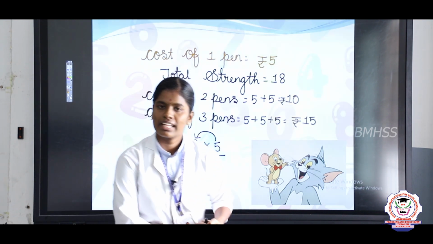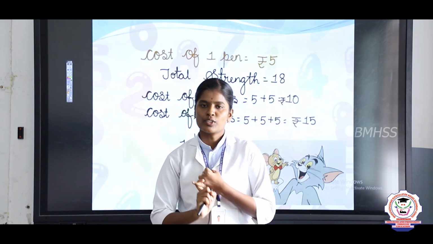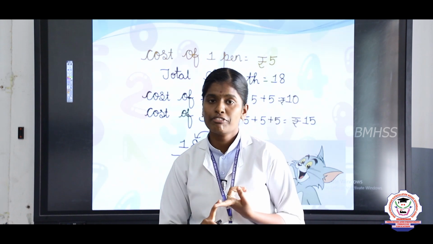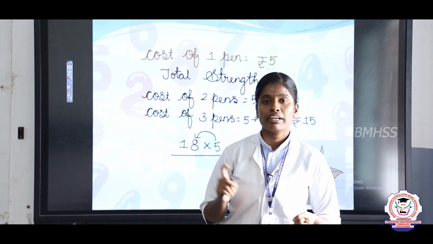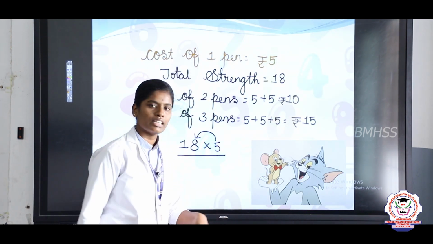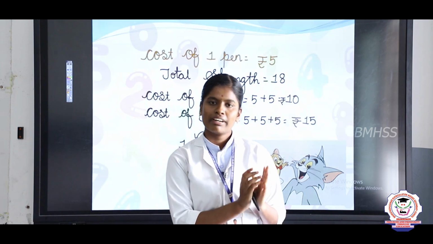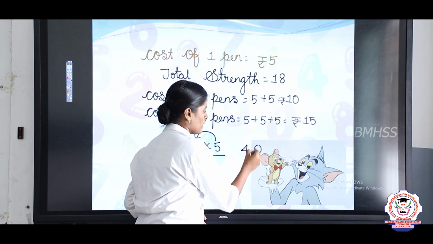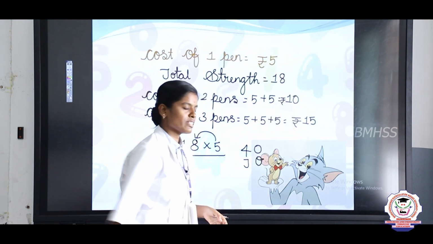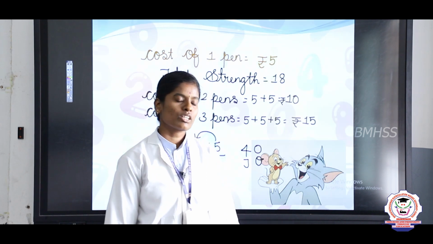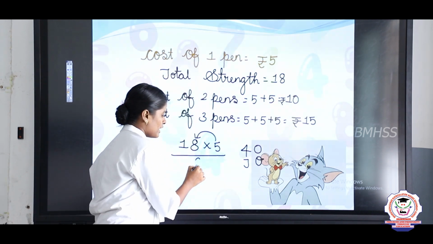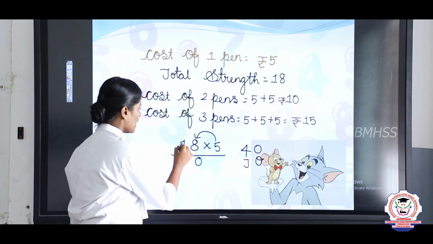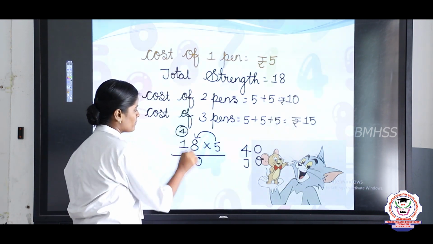5 8s are, what is the answer? 5 zeros are 0, 5 1s are 5, 5 2s are 10, 5 3s are 15, 5 4s are 20, 5 5s are 25, 5 6s are 30, 5 7s are 35, 5 8s are 40. So, here we got a 2 digit number, 40. This is 1's place and this is 10's place. The 1's place you should write under the 1's column and the 10's place you should write as carry. Carry over to the 10's column.